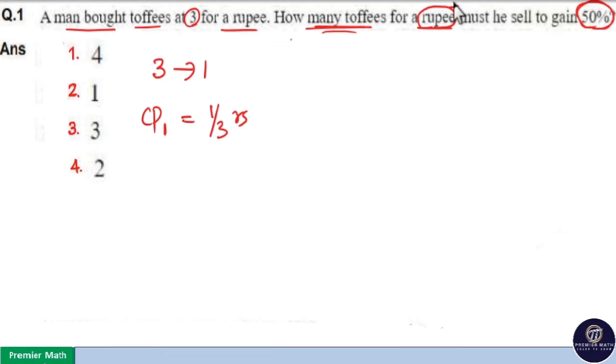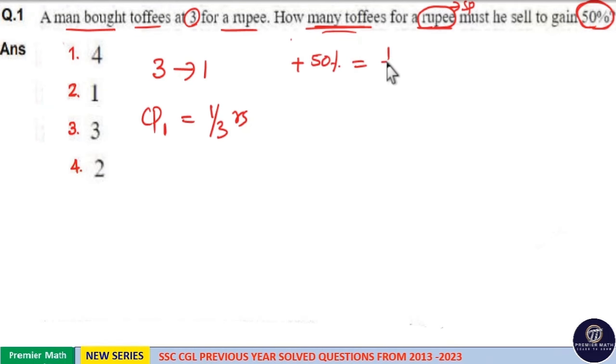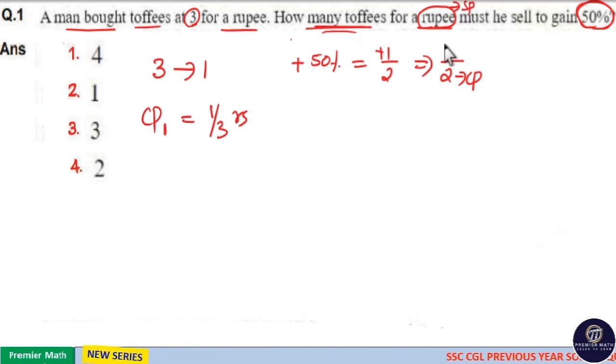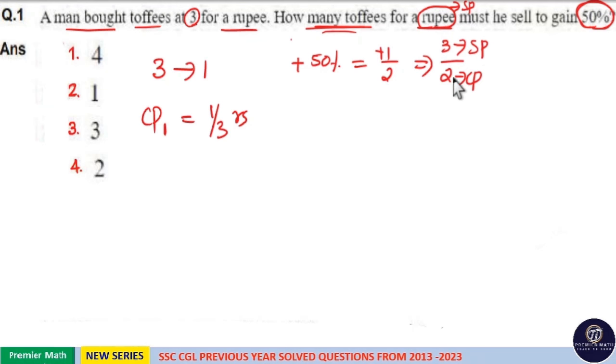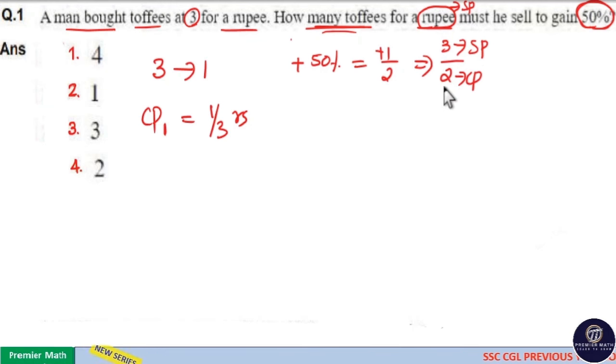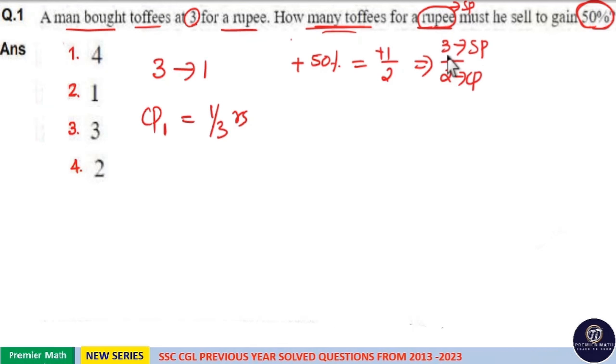At a rupee means here sell price is equal to 1 rupee. That is, we need to find how many toffees we can sell at 1 rupee to get 50% profit. Profit means plus, 50% means 50 by 100, which is equal to 1 by 2. So plus 1 by 2 means if 2 part is the cost price, then 2 plus 1, 3 part is the sell price. That is, if cost price is 2 rupees, sell price is 3 rupees. That is 50% profit.